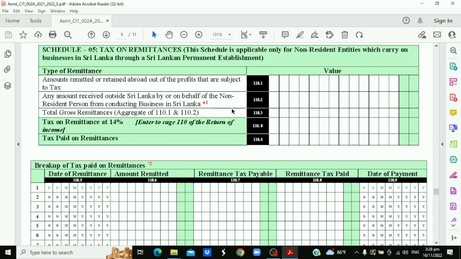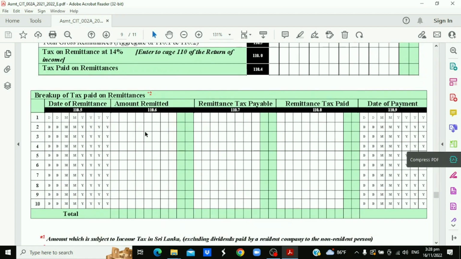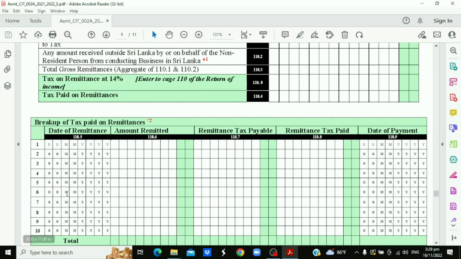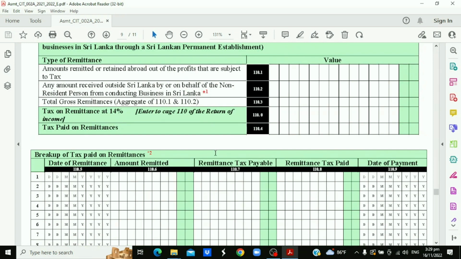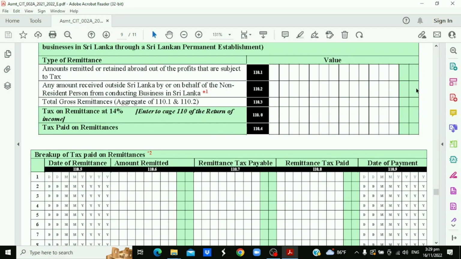Just completing this summarized table is not enough. You have to enter the entry by entry details. If within this one year this particular entity has remitted 5 times, then all 5 entries should be here: date of remittance, amount remitted, remittance tax payable, remittance tax paid, and the date they paid that particular payment. Likewise, they have to complete every entry, then this total value should be reflected here. If there's any difference, the system itself takes the higher value and proceeds. Therefore you have to be careful. The entries should tally with the summarized data. Then you can complete the entire application.